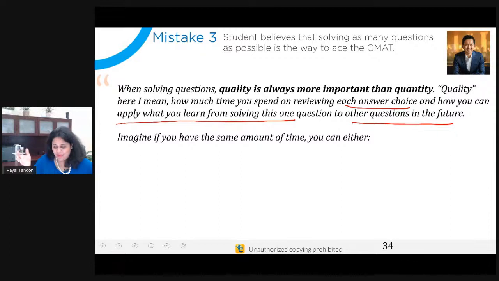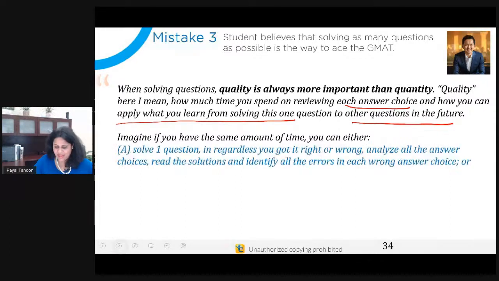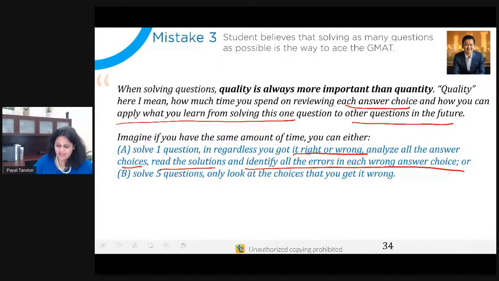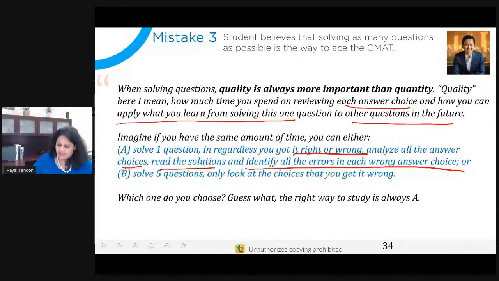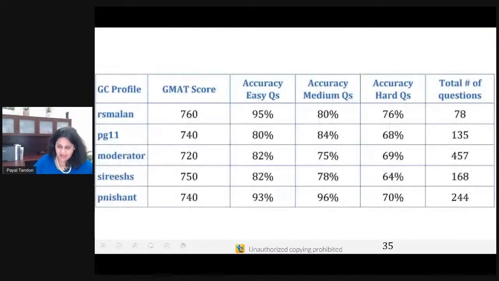Now he actually brings up very interesting stuff. Imagine you have the same amount of time. You can either solve one question, and regardless of whether you got it right or wrong, analyze all the answer choices, read the solution, identify all the errors in each wrong answer choice, or solve 5 questions and only look at the choices that you get wrong. Clearly, the right way to study is always A. Again, what we've been talking about. You can take a look at his debrief as well in this link.